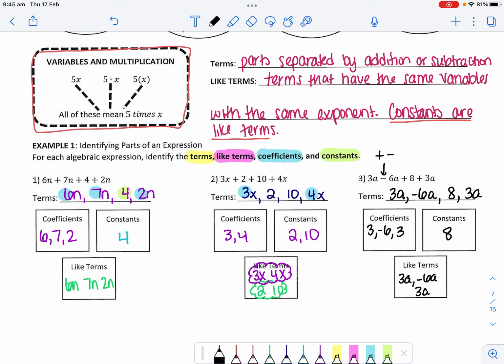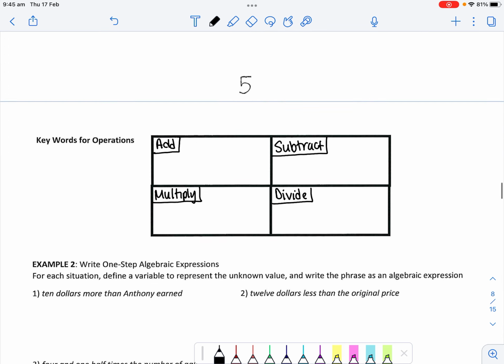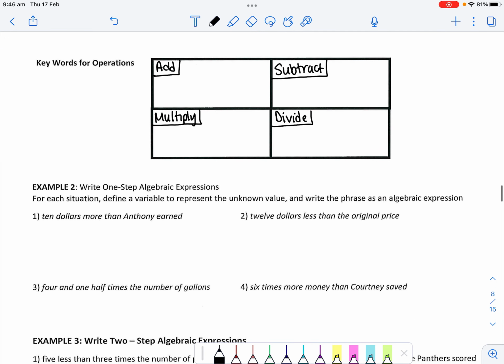Okay? So this is just identifying the parts of an expression. Can you identify things that go together? Can you identify what is in front of the variable? Can you identify constants? Okay? So now we're going to head into writing algebraic expressions.